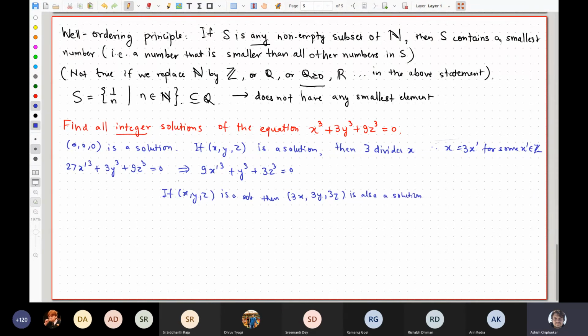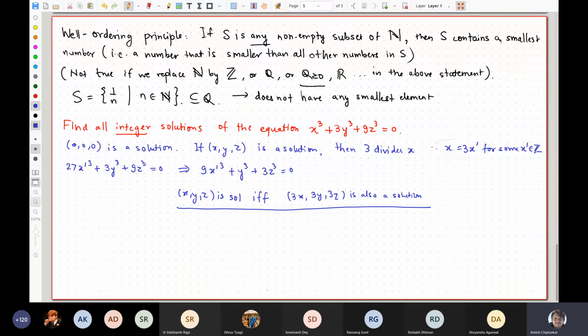Or rather, what you're trying to say is x, y, z is a solution if and only if 3x, 3y, 3z is also a solution. So we can start with x, y, z to be co-prime, right? Or if they are not, exactly. So if you make this statement, then you can say that since this is true, there exists a solution where x, y, z are co-prime. If there is some solution other than 0, 0, 0, there exists a solution in which x, y, z are co-prime. You could try to make these kind of statements.